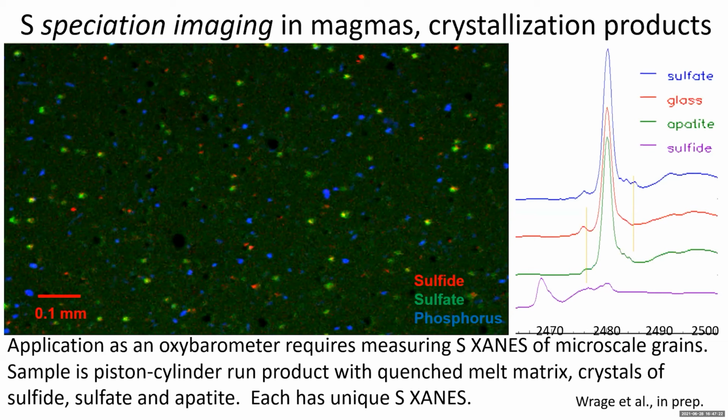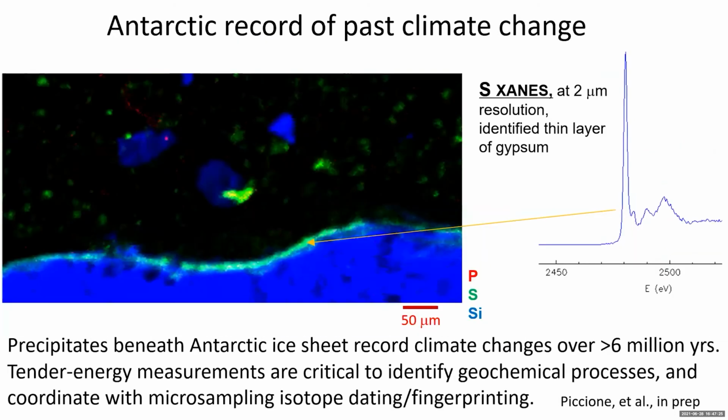Also on the subject of sulfur, but throwing in some associated elements, including aluminum, magnesium, and chlorine, we looked at samples of precipitates that formed beneath the Antarctic ice sheet. These record conditions over approximately 6 million years of time. And these precipitates were studied using tender energy techniques that were critical to identify some of the geochemical processes that created these sediments. Mostly they're carbonates and silicates and sulfates.